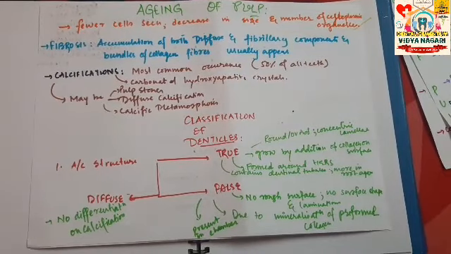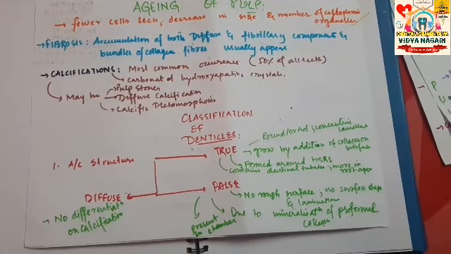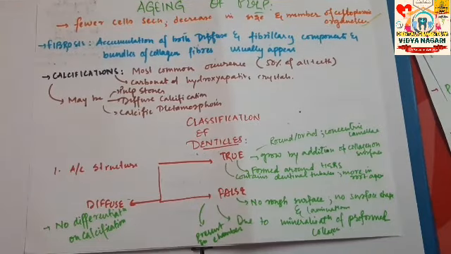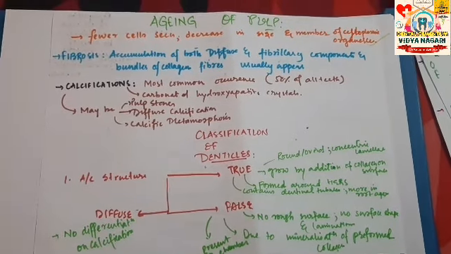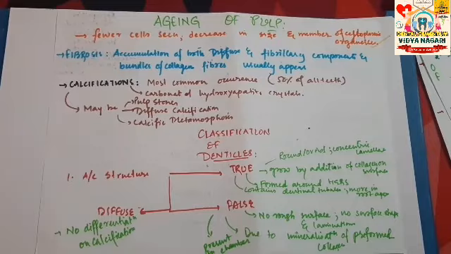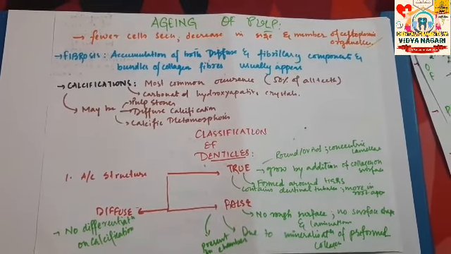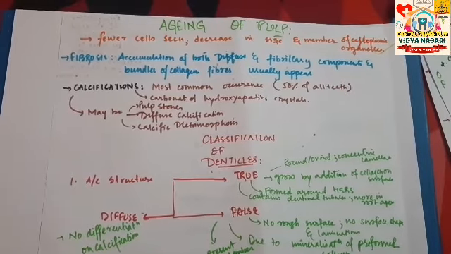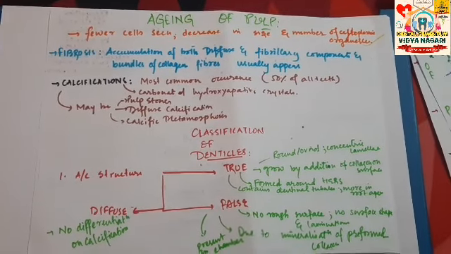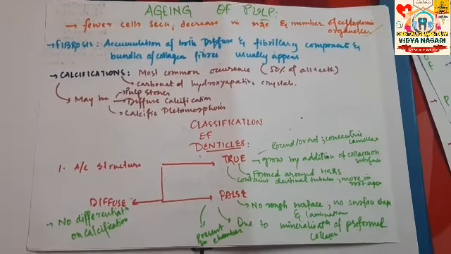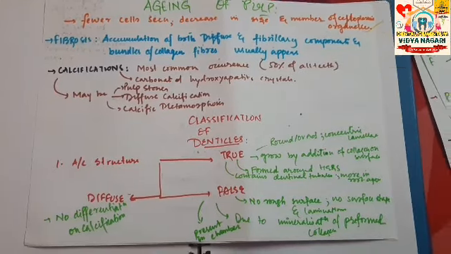Let us now come to calcifications. Calcification is the most common occurrence due to aging of pulp, found in almost 50% of all teeth. It mainly contains carbonated hydroxyapatite crystals in the form of pulp stones, diffuse calcifications or calcific metamorphosis.